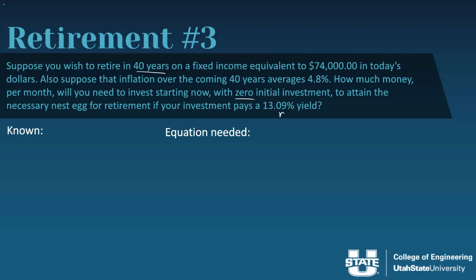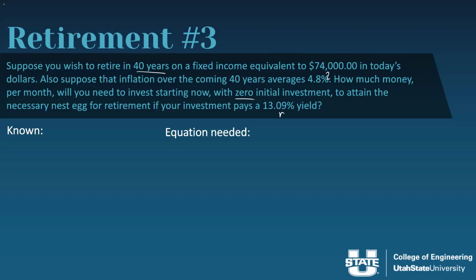So this is of our total nest egg, which is some big number. We want 13.09% of that to give us $74,000 every year, right? And this is the inflation rate, which I'm going to call, I think the slides call it L. Let's call it L. Okay, so that's the difference between those two.